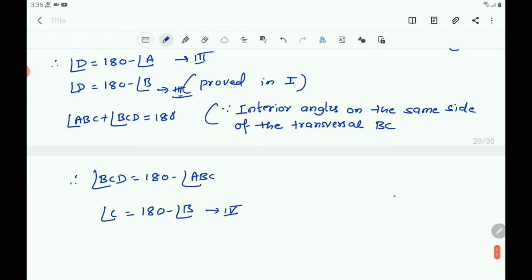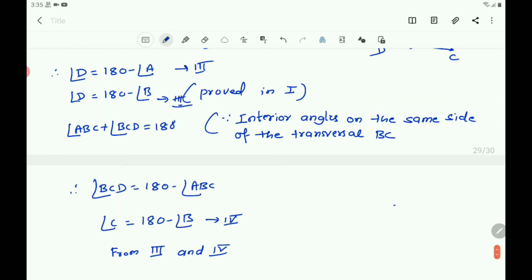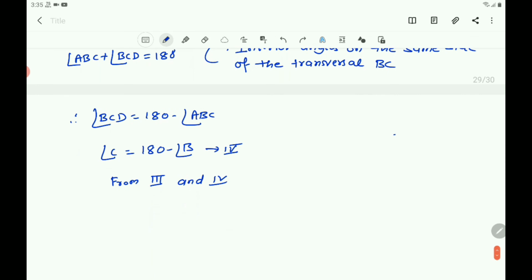Here the right-hand sides are equal. Therefore, from the third and fourth, you can write that C and D are equal. So from the third and fourth, angle C equals angle D.